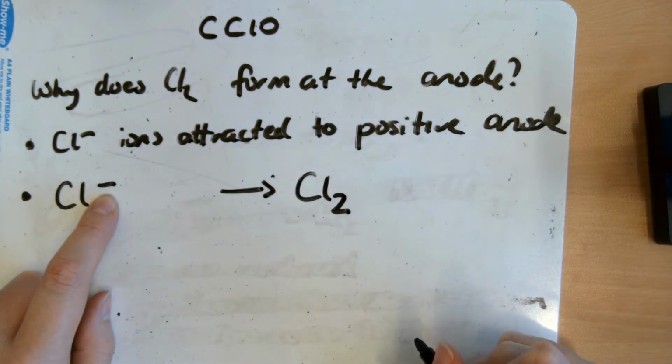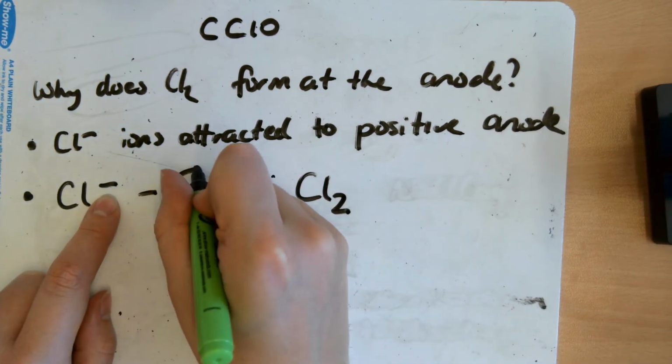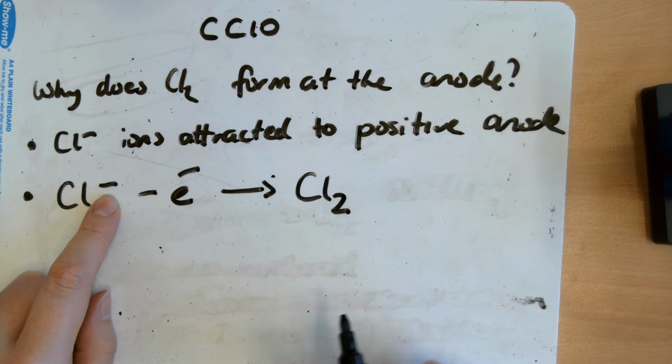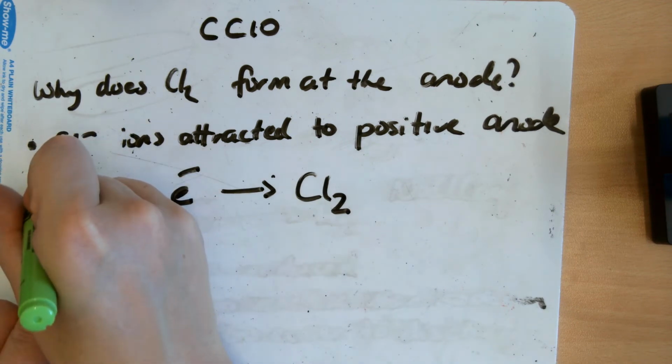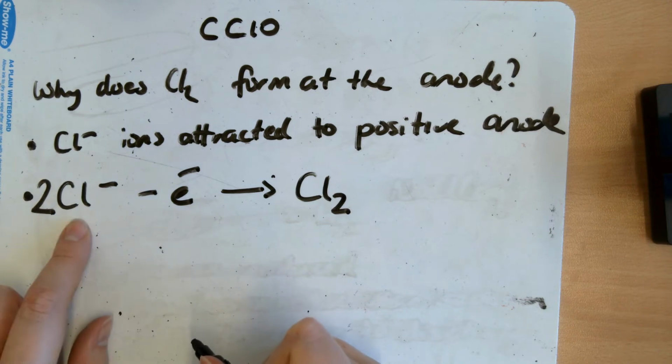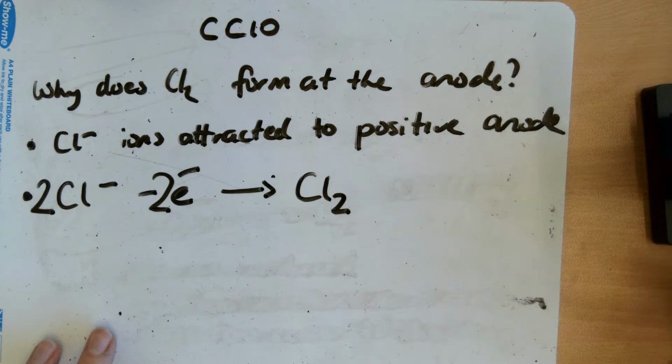The charge minus means that they've gained an electron. To get rid of that charge, they're going to have to lose the electron that they've gained. Again, I've got two chlorines on the right, so I need two chlorines on the left, so I'm going to put a big 2. If I've got two chlorines, they each lose one electron to form Cl2.